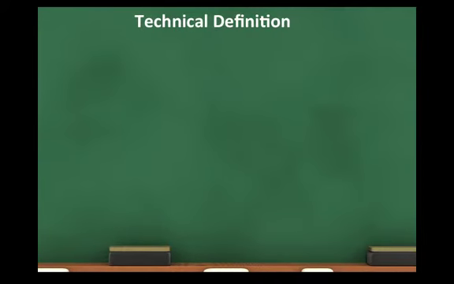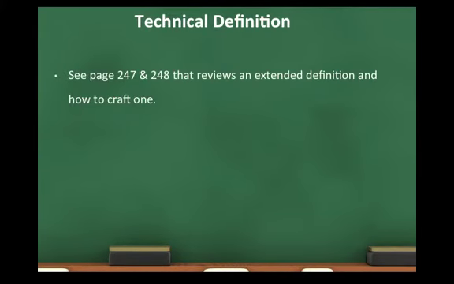All right, moving along. Technical definition. You'll notice in the last pages of this particular chapter, 247 and 248, they actually review an extended definition and how to craft one, which should be a review for you from the lecture that I gave on 211. Okay, but I just want to point this out because you will be crafting your own extended definitions. It is helpful to actually see it written. It actually talks about a sentence definition. It's probably a little bit more useful than the actual chapter 8 in terms of this class.